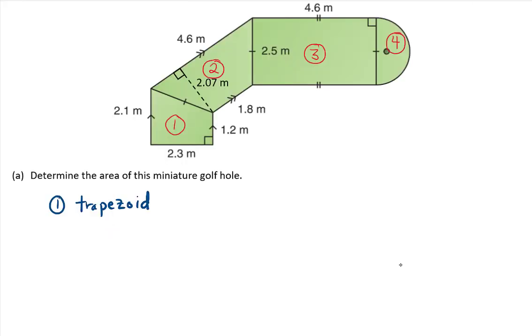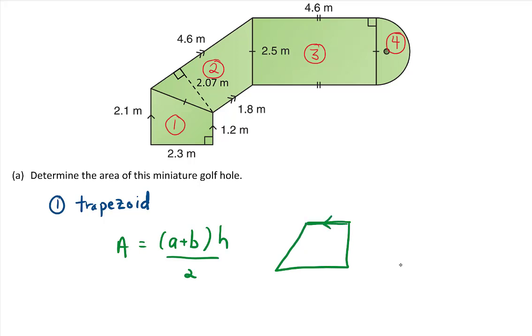So again, let's write our formula. So we have that the area of a trapezoid is equal to a plus b times the height of the trapezoid all over 2. So let's redraw our trapezoid here. So if I rotate it, there's the 2 parallel sides. We have 1.2 meters at the top, so that'll be our A value. We have 2.1 meters for the bottom, that'll be our B value. And where the 90-degree angle is going upwards, that is our height of our trapezoid, which is 2.3.